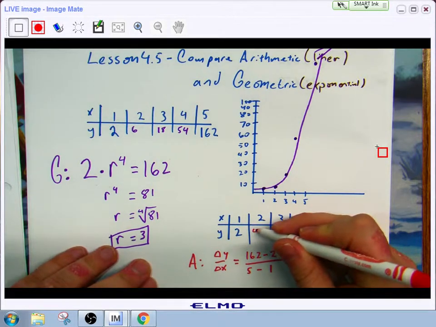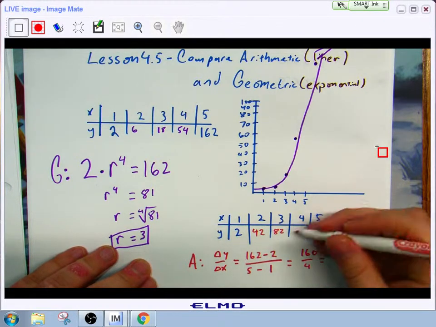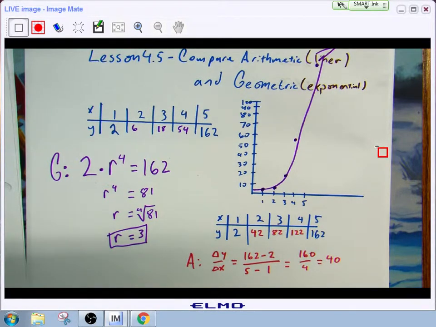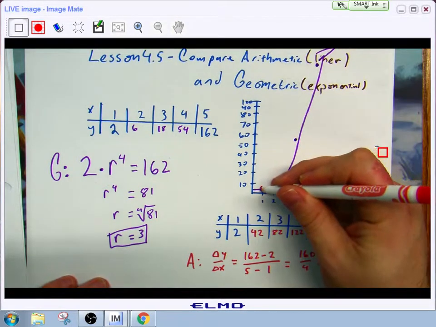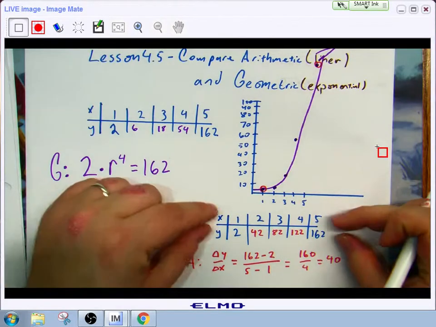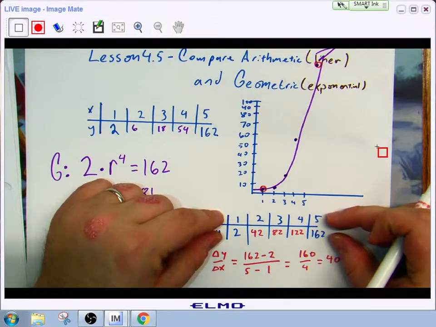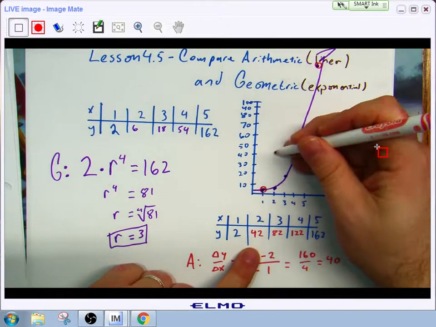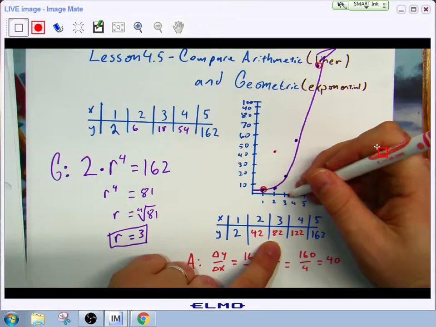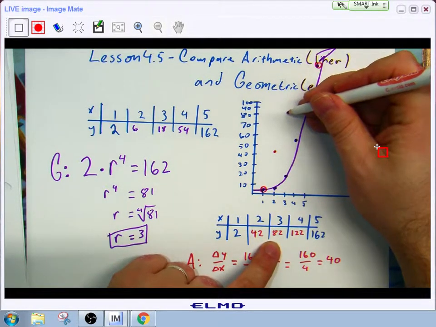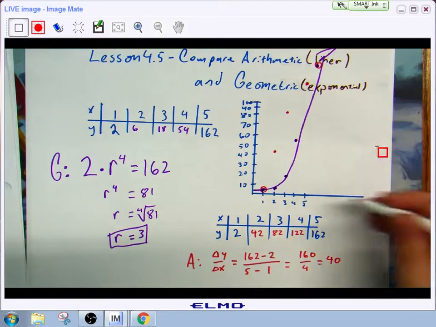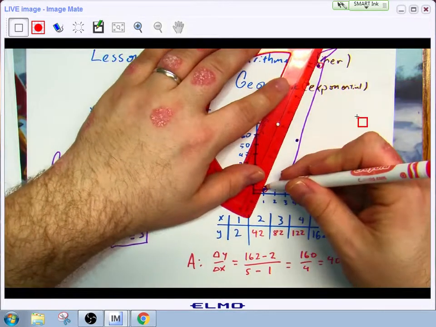So this becomes 42, 82, 122, and then 162 when I add 40 each time. Okay. So let's see what this looks like. Well, I know that my first point and my last point are going to be the same because those are both already defined. Those are given to me. But let's see how it changes otherwise. Here at 2, I'm at 42. So that's something like right there. 3 is 82, which is something like right there. And then 122, which I'm guessing would be something like that. And then it connects.